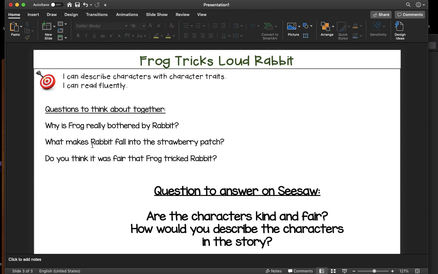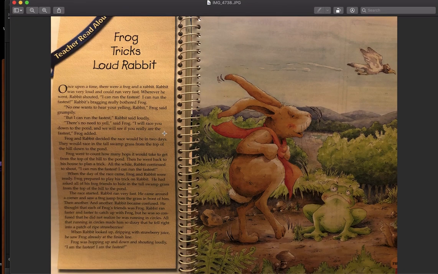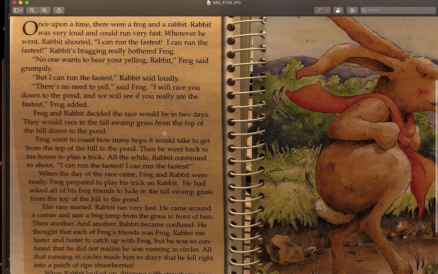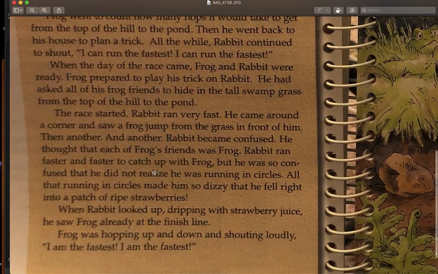The second question, what makes Rabbit fall into the strawberry patch? Again, you can pause the video here if you need more time to think, or if you want to go, I'll bring the story back up so you can look for that part where Rabbit falls into the strawberries. I'll give you a hint, it's in this paragraph here. And let's reread it together so we can find the answer together. Again, the question is, what makes Rabbit fall into the strawberry patch? So let's go right here.